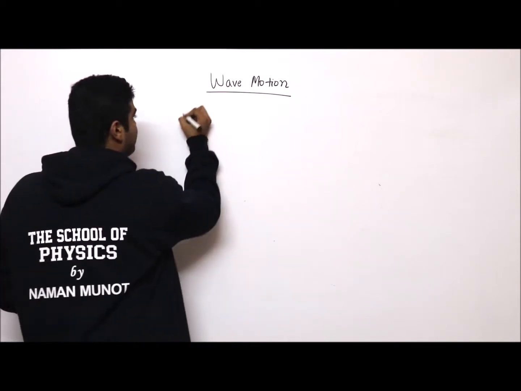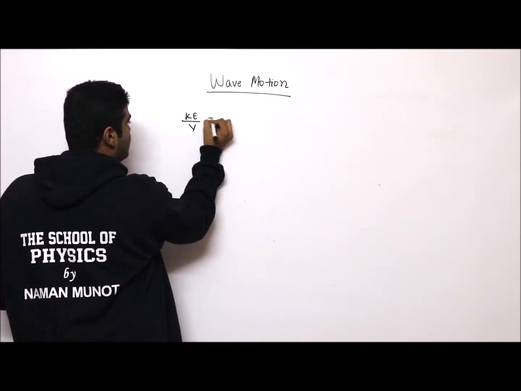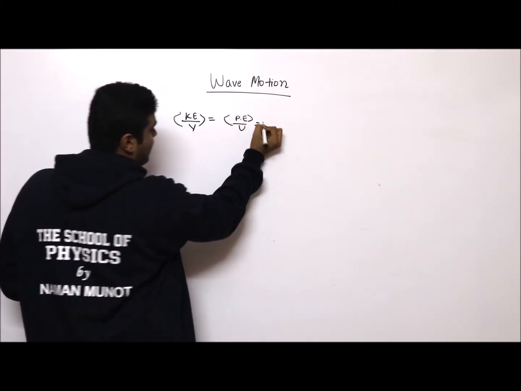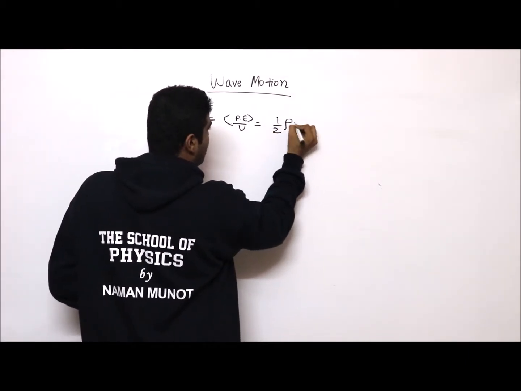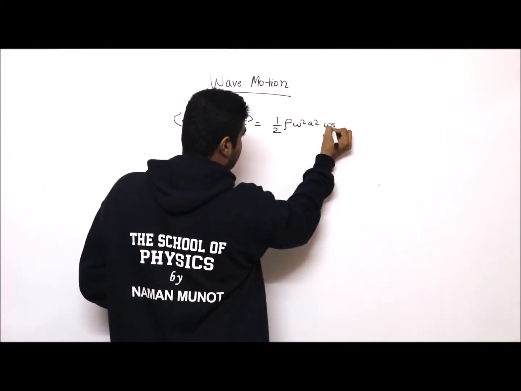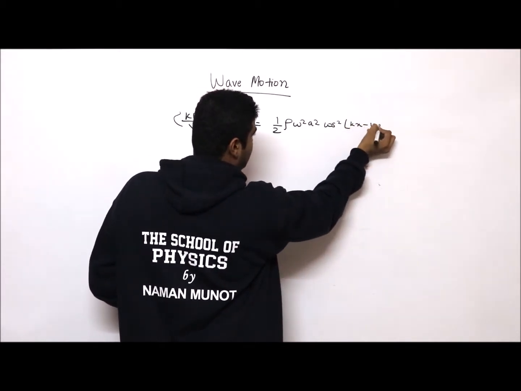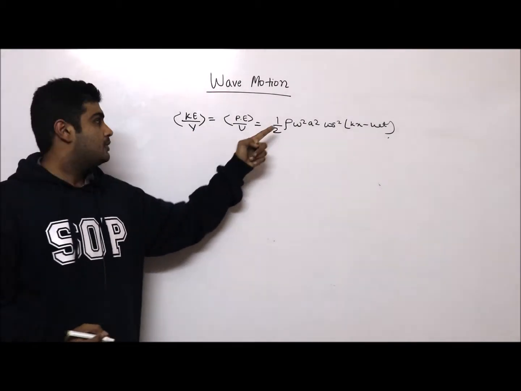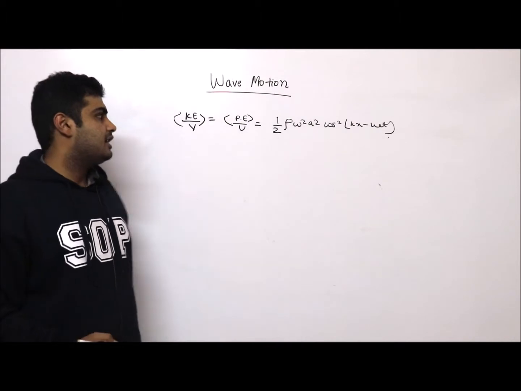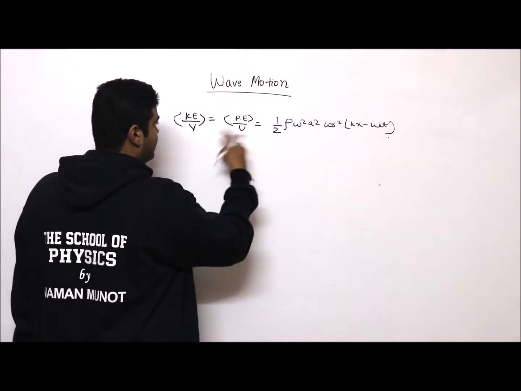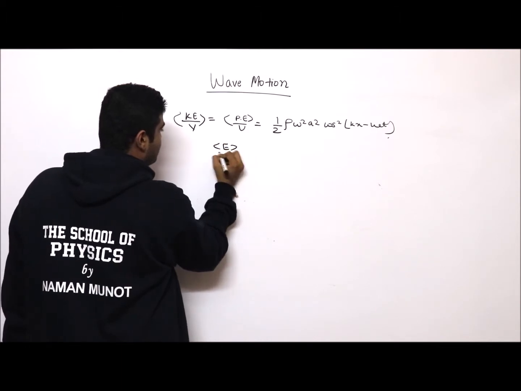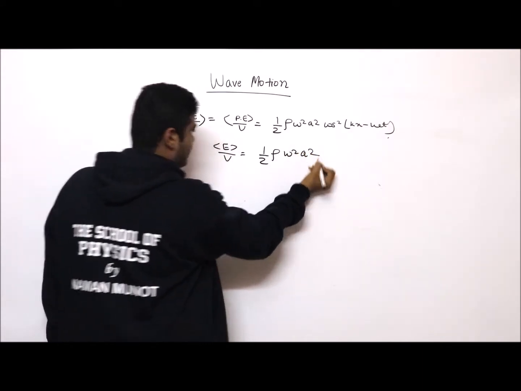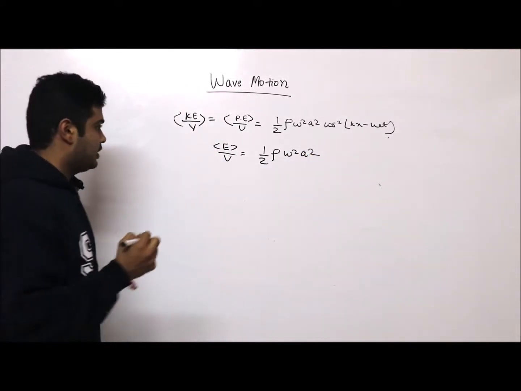So kinetic energy per unit volume, average, is equal to potential energy per unit volume. We have to remember this result. It is half rho omega square a square cos square kx minus omega t. So this is what we have to remember. Kinetic energy and potential energy per unit volume is equal to half rho omega square a square cos square kx minus omega t. When we do an average, the average energy per unit volume becomes half rho omega square a square.